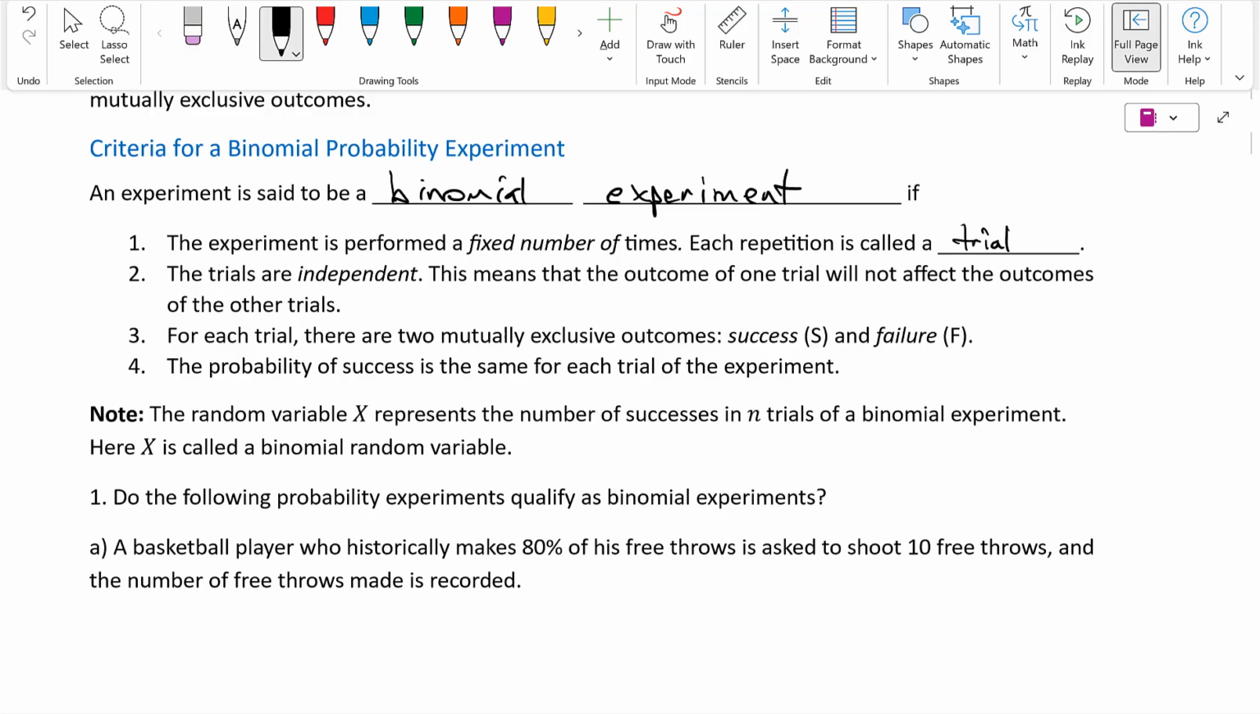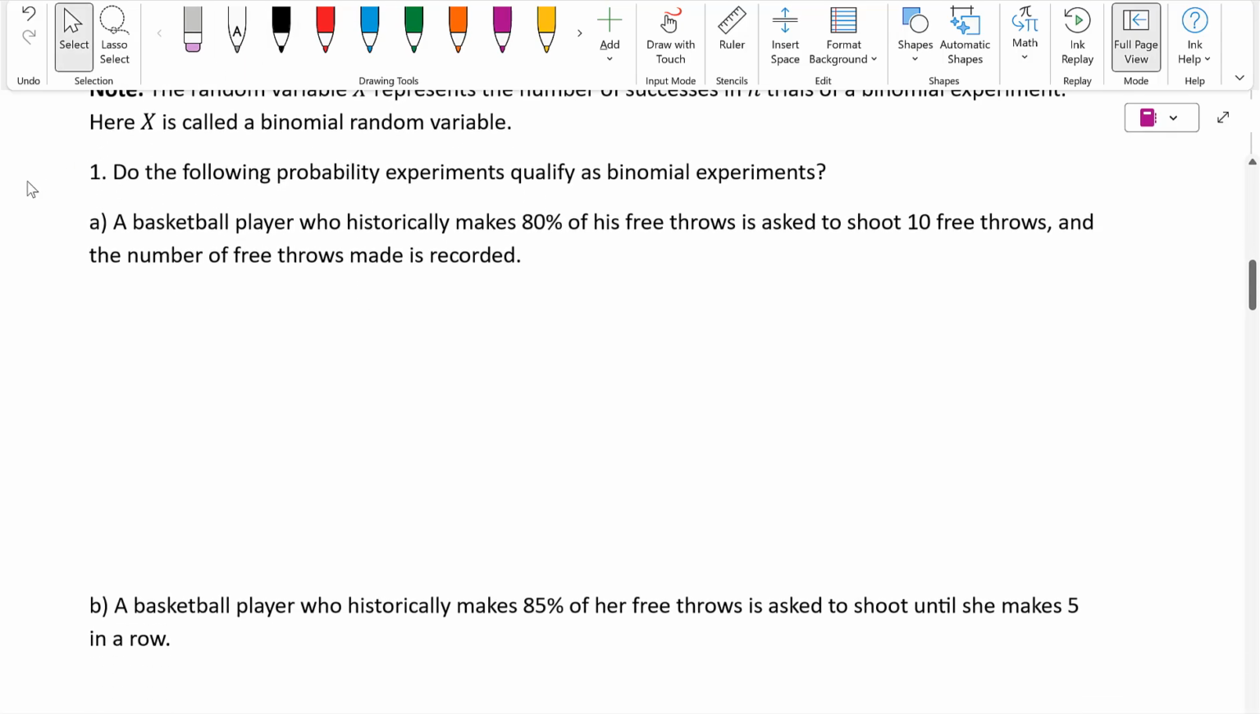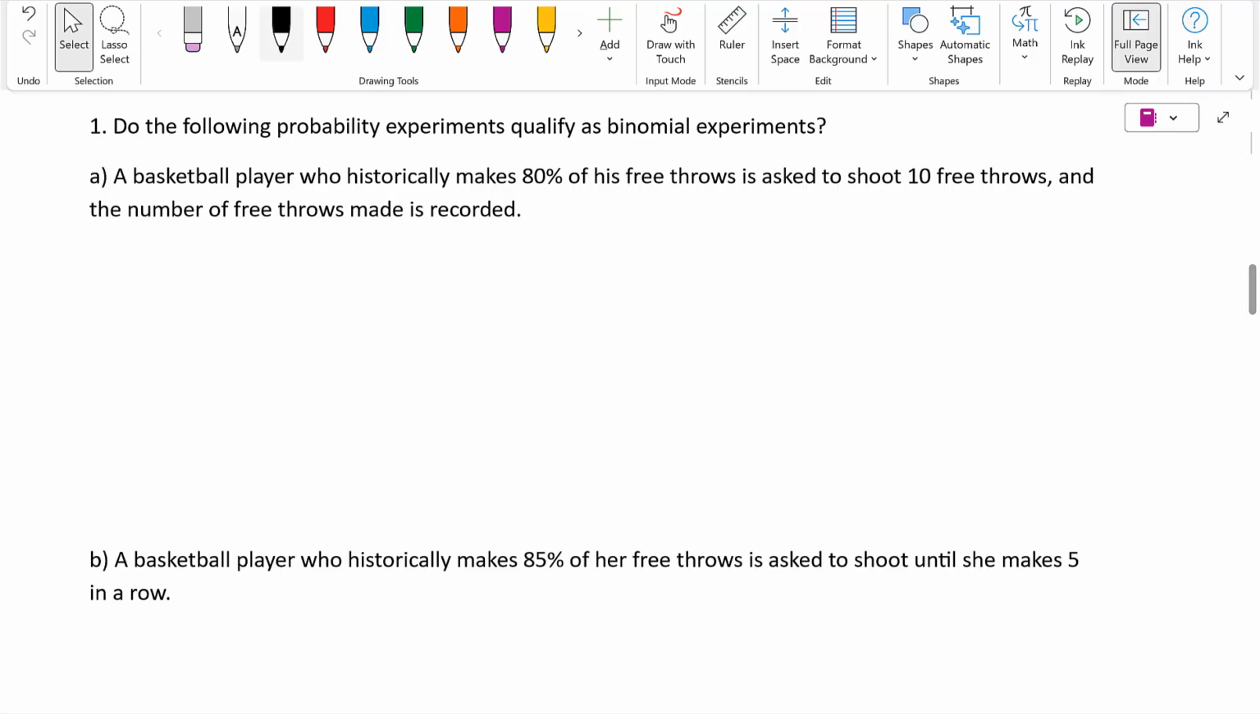For 3, each trial, there are two mutually exclusive outcomes, success with a big S and failure with a big F. And for 4, the probability of success is the same for each trial of the experiment. Note here, the random variable x represents the number of successes in n trials of a binomial experiment. Here, x is then called the binomial random variable. So for 1, we have a couple options. Do the following probability experiments qualify as binomial experiments?